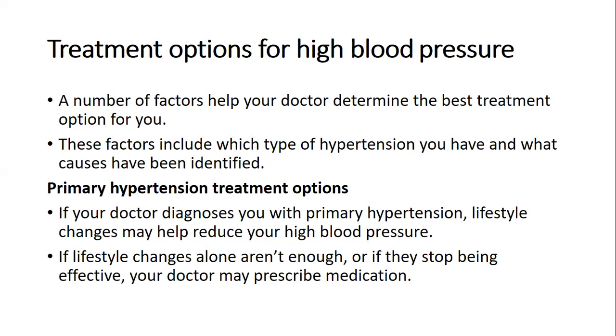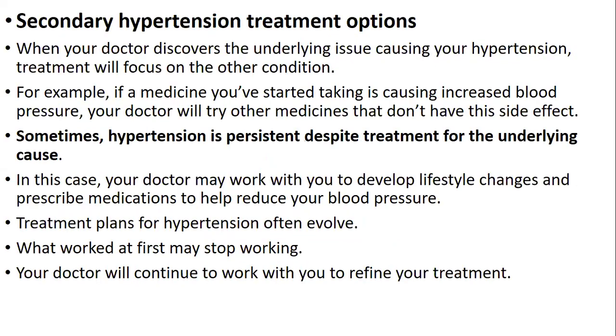Treatment options of high blood pressure: a number of factors help the doctors determine the best treatment options. For primary hypertension, if the doctor diagnoses you with primary hypertension, lifestyle changes may help reduce the blood pressure. If lifestyle changes alone are not enough, or they stop being effective, the doctor may prescribe some medication.